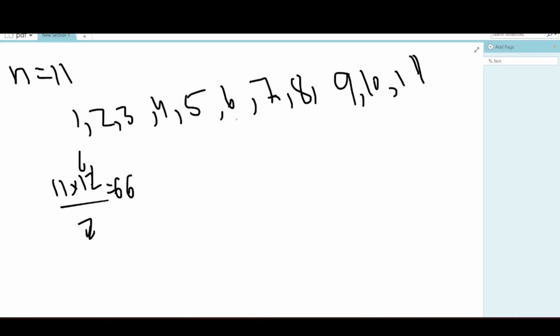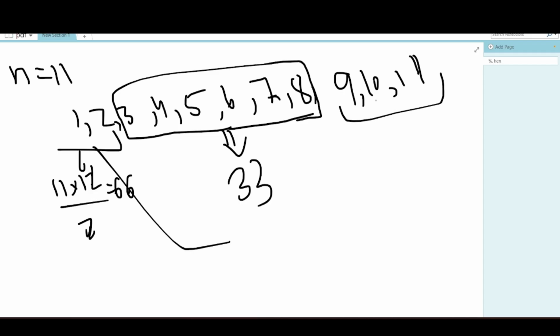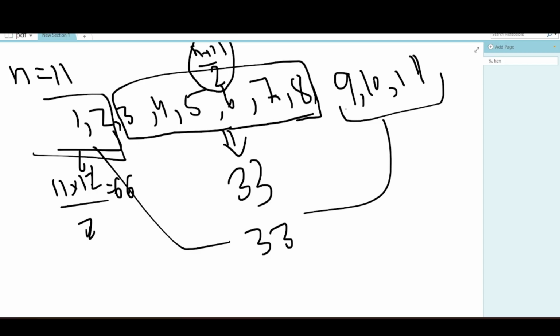Okay. So this series of numbers is giving me the sum as 33, and the remaining 1, 2 and 9, 10, 11 are giving me the sum as 33. You can check 19 and then 30 and here 33. Okay, so what we observed here is that the middle n plus 1 by 2 elements are giving me the half sum, and the remaining elements are giving me the other half sum.